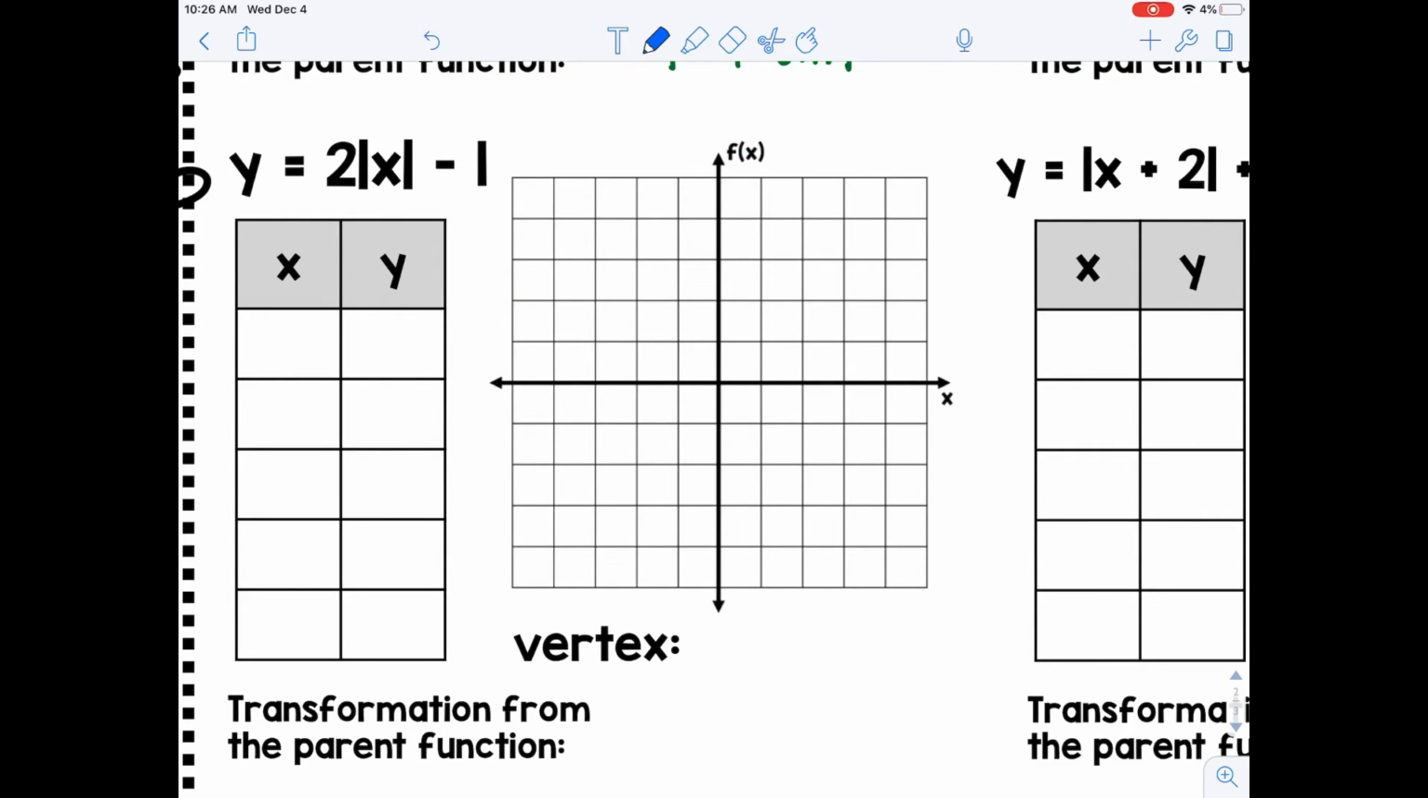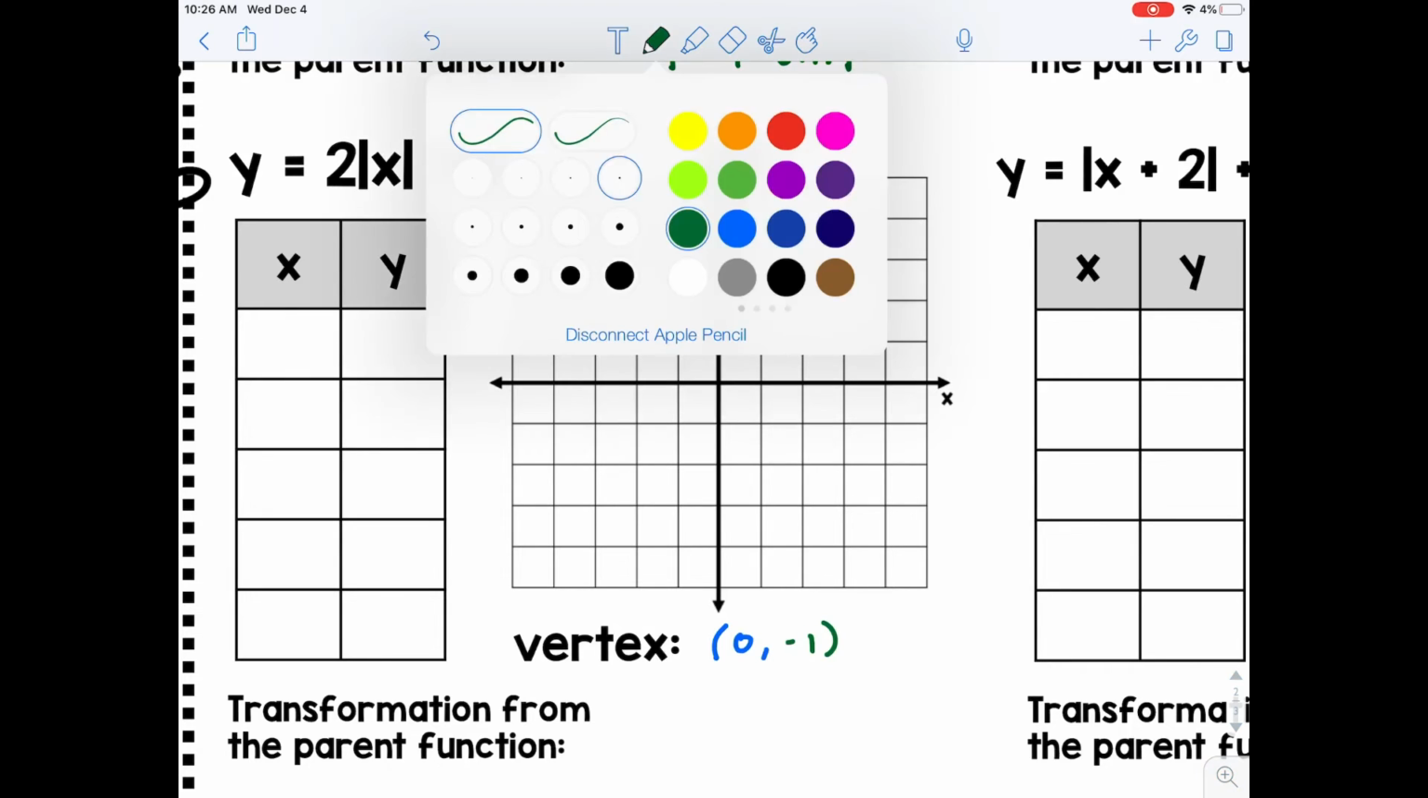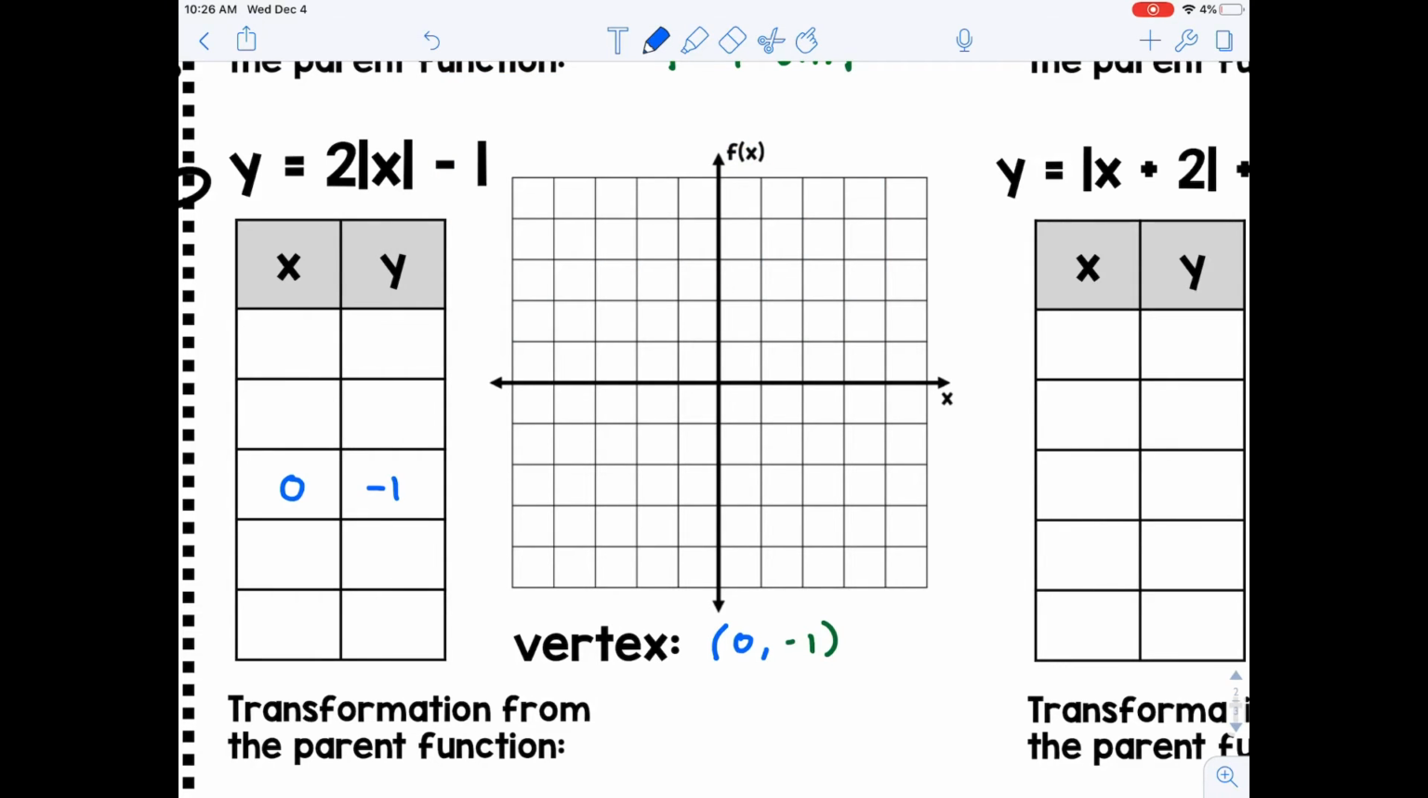So first thing, my vertex is at 0, and then the k value is -1. So 0, -1 is my vertex. I'm going to put that in the middle of my table. I'm going to go ahead and plot that. So to get more points, I'm going to go on each side of 0 here. All right, so let's say I plug in a -2. So the absolute value of -2 is 2. So you have 2 times 2 minus 1. 2 times 2 is 4. Minus 1 gives you 3.